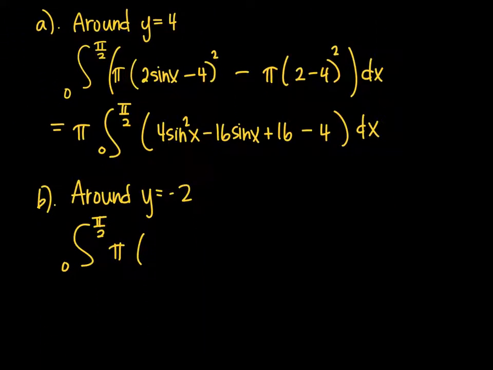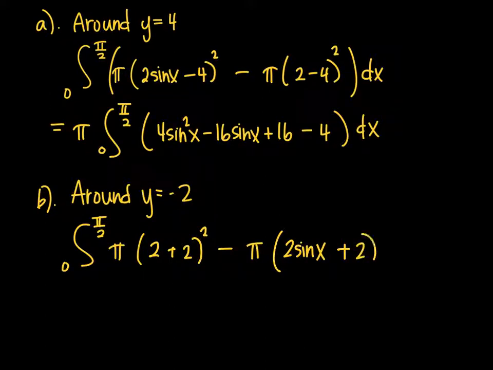So which equation comes first? The 2 this time. Minus the axis of rotation, which was also -2, so that's 2 plus 2. Minus pi times 2 sine x minus the axis of rotation, which will be minus -2 or 2 plus 2 squared. That whole thing dx, and then you clean it up.